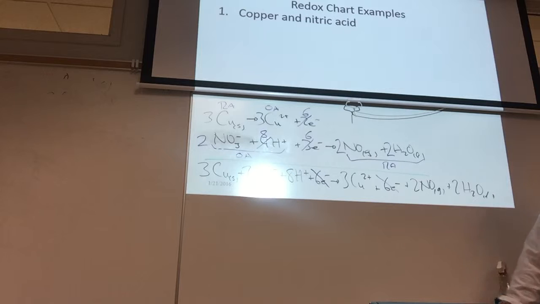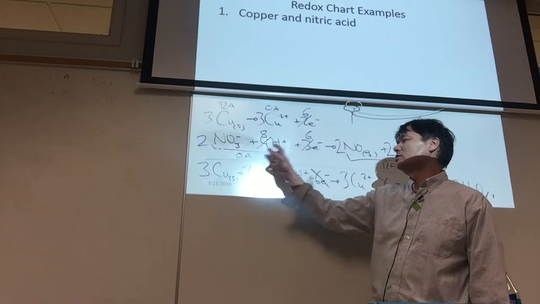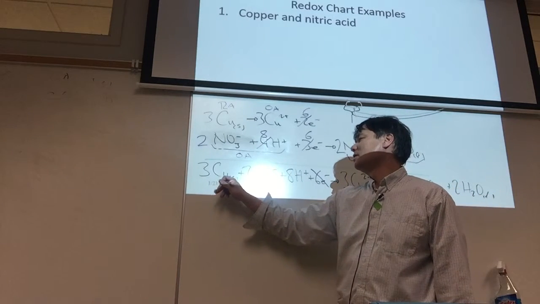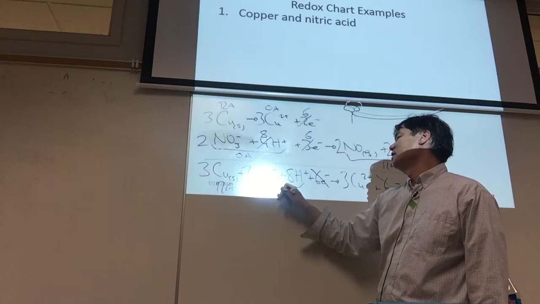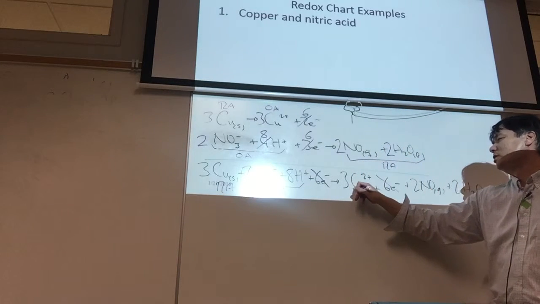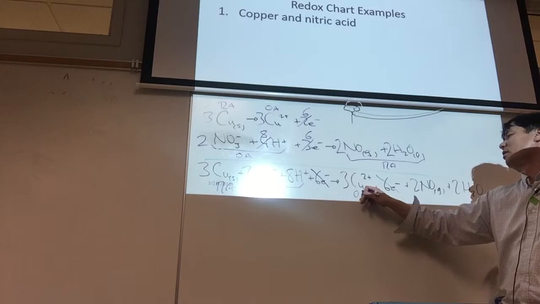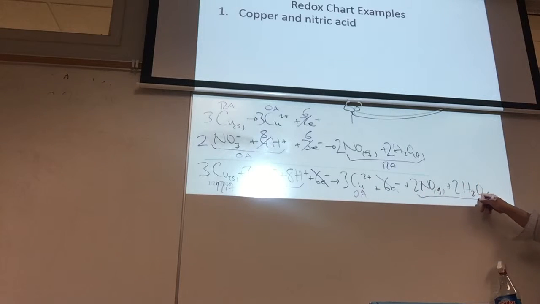Then we need to figure out what the driving force, if any, is. To figure out the driving force, we want to go from stronger to weaker. And so we have to label these. The copper was the reducing agent. The nitric acid is the oxidizing agent. The copper 2+ is our oxidizing agent on the right. And the NO with H2O is our reducing agent.